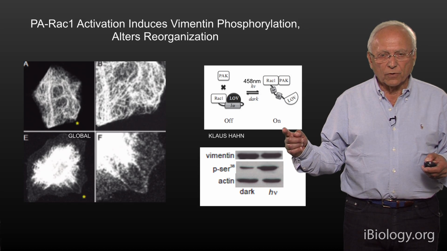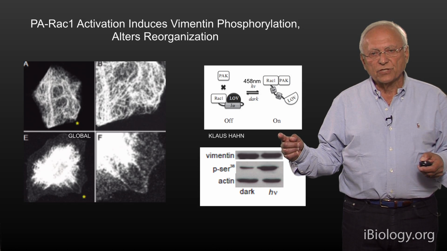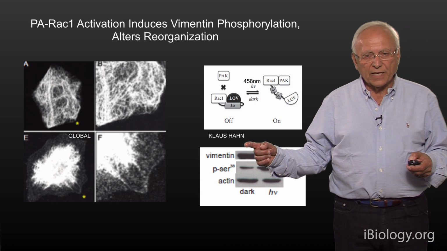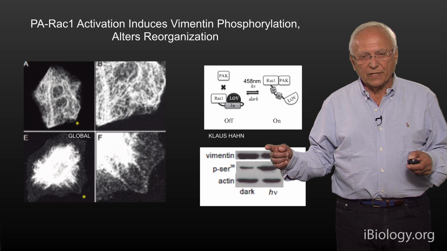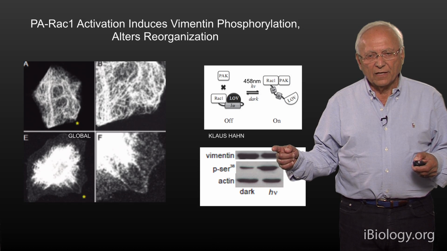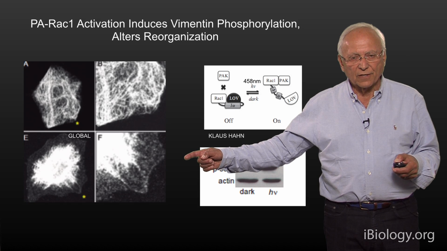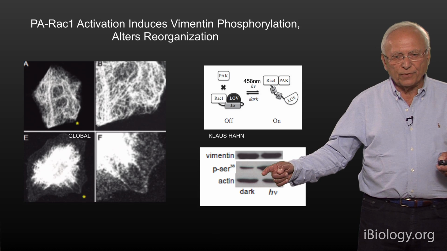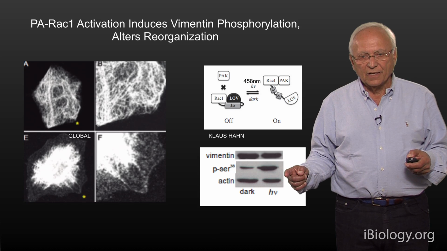And this photoactivatable form of RAC1 will become active only when you shine 458 nanometer light on it. And when we expose cells which are expressing this to global irradiation, that is, we just irradiate the whole cell or a whole culture dish, you can see that, in fact, the intermediate filaments seem to retract back away from the cell surface under these conditions, as in fact lamellipodia form. And this is accompanied, again, by a huge increase in the phosphorylation of serine 38.